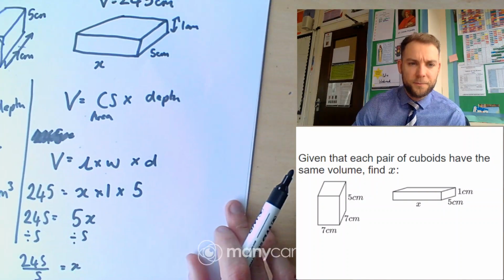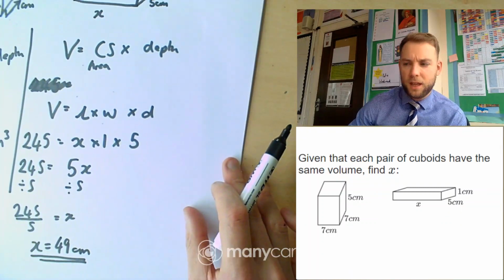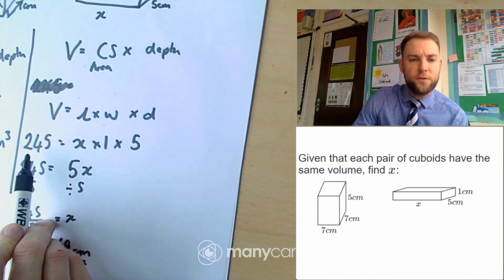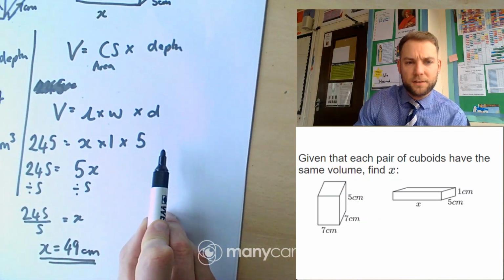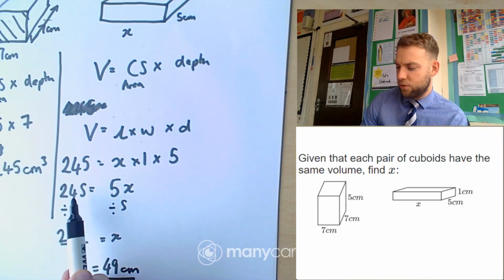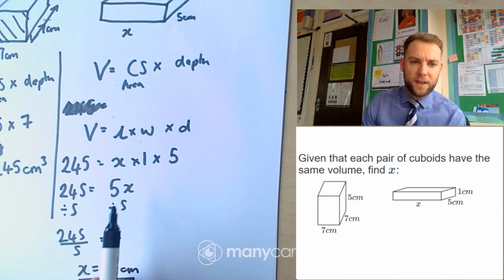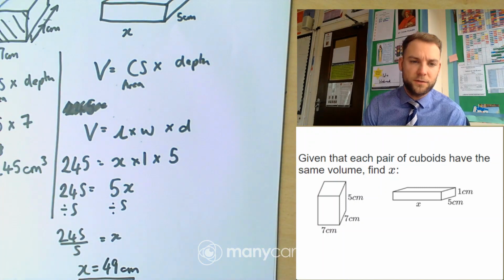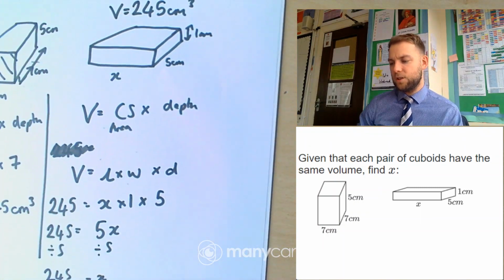Volume is equal to length times width times depth. So we ended up here with 245 is equal to x times 1 times 5, which is equal to 245 is equal to 5x, which is equal to x is equal to 49.